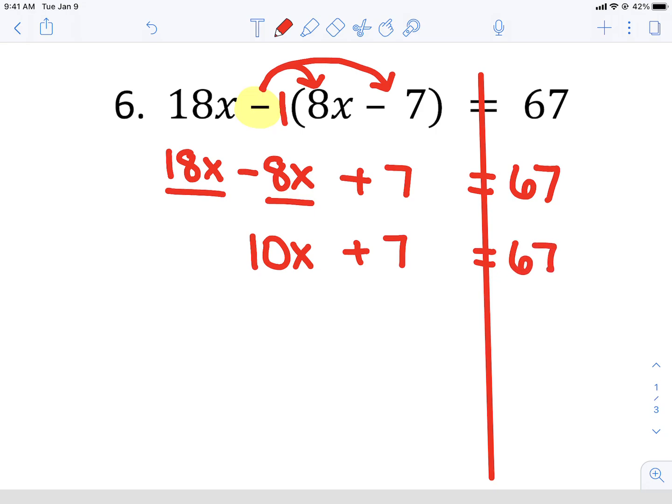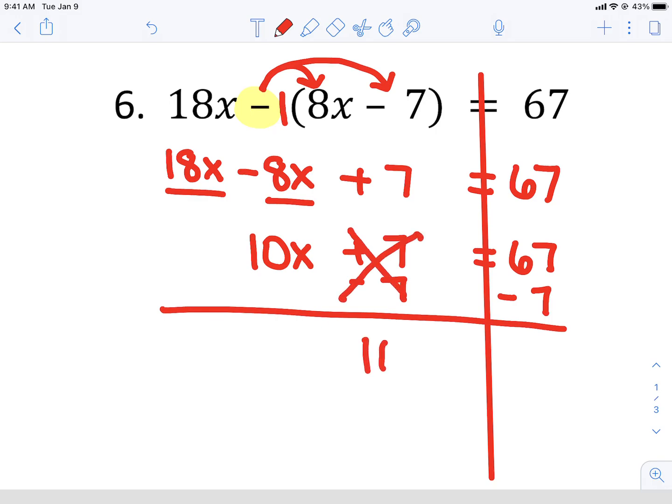We want to move the 7 over because it doesn't have a variable, so we have minus 7 to both sides because we always do the opposite. 7 minus 7 zeroes out. We have 10x is equal to 67 minus 7. That gives us a 60.